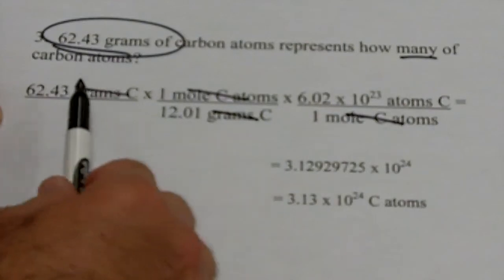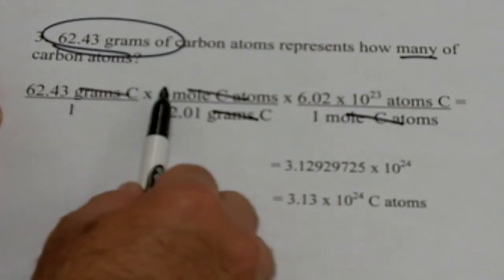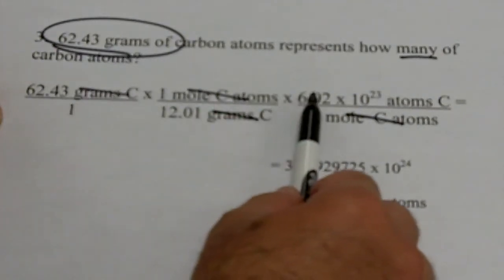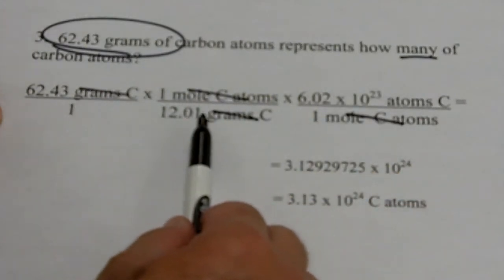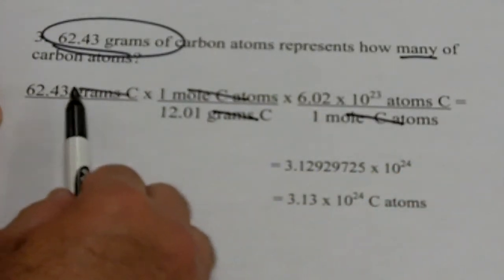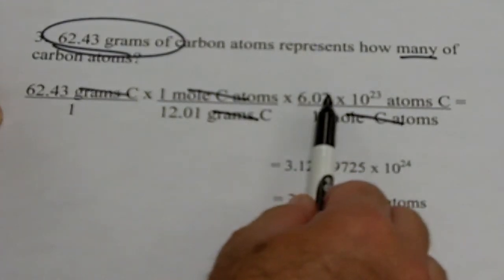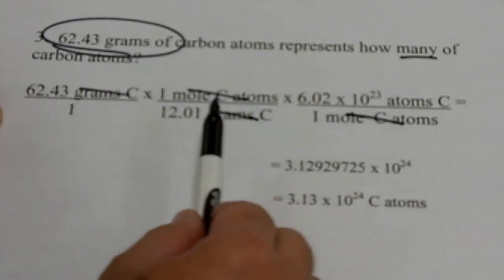Now, some students will sometimes ask me, do I multiply the 62.43? They know not to multiply the 1 because it's just a waste of time. 62.43 times 6.02 times 10 to the 23rd and then divide by 12.01? Or do I say 62.43 divided by 12.01, get an answer, and then multiply by 6.02 times 10 to the 23rd? The answer is it doesn't really matter, okay?